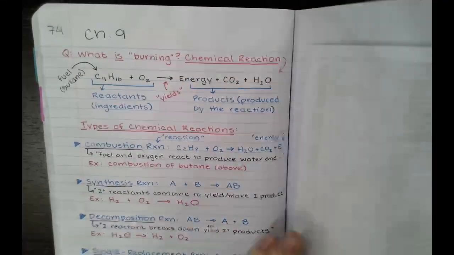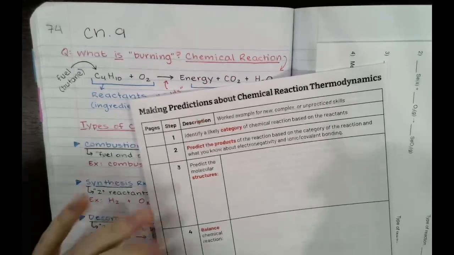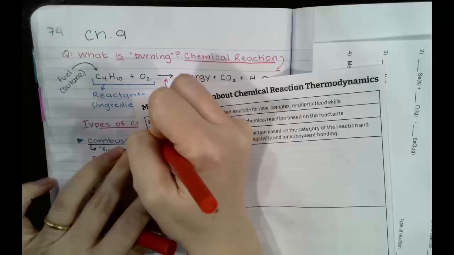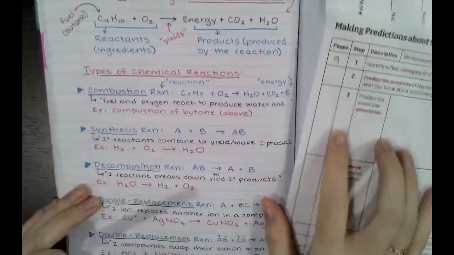Where did we learn about chemical reactions? We learned about them on page 9. So here we go. Page 9, and I'm going to add that to my page 83. Page 9 is going to be helpful here. Okay. So let's take a look.